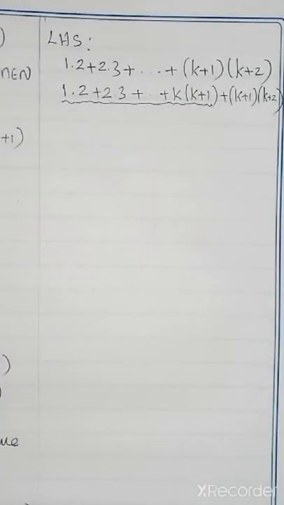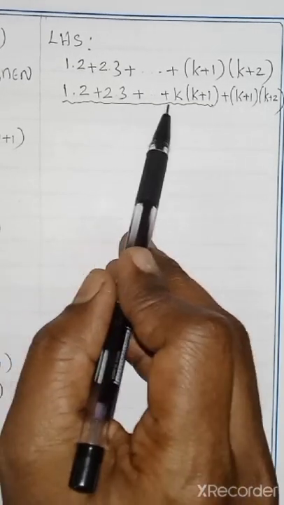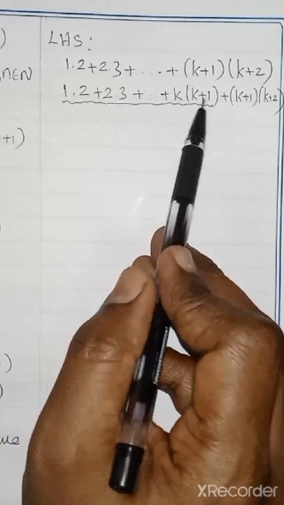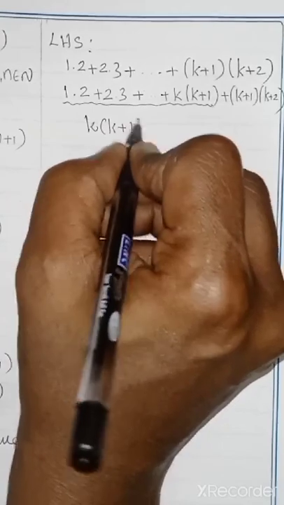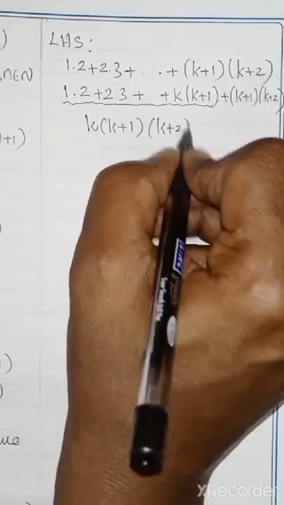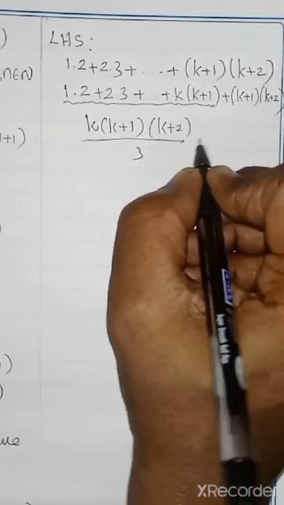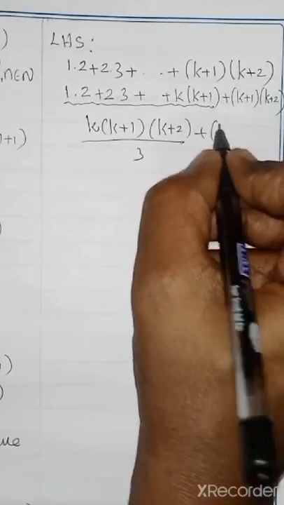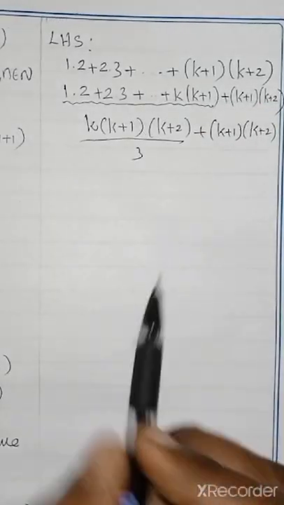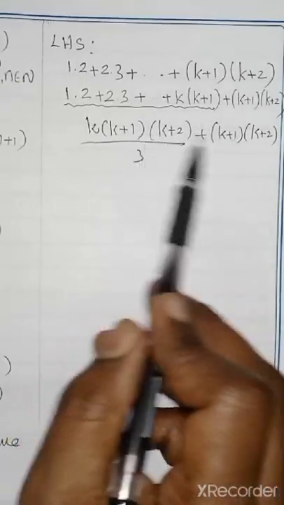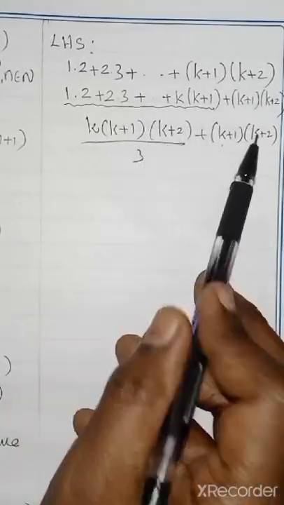Now instead of this, look at your n equal to k term. So look at that: 1.2, 2.3 etc. up to k into k plus 1 has come, right? What answer did we put for it? k plus 1 k plus 2 divided by 3. Correct. Plus the last two terms k plus 1 k plus 2. Correct? Now can we take any common terms out of this? Yes, k plus 1 k plus 2 is common.